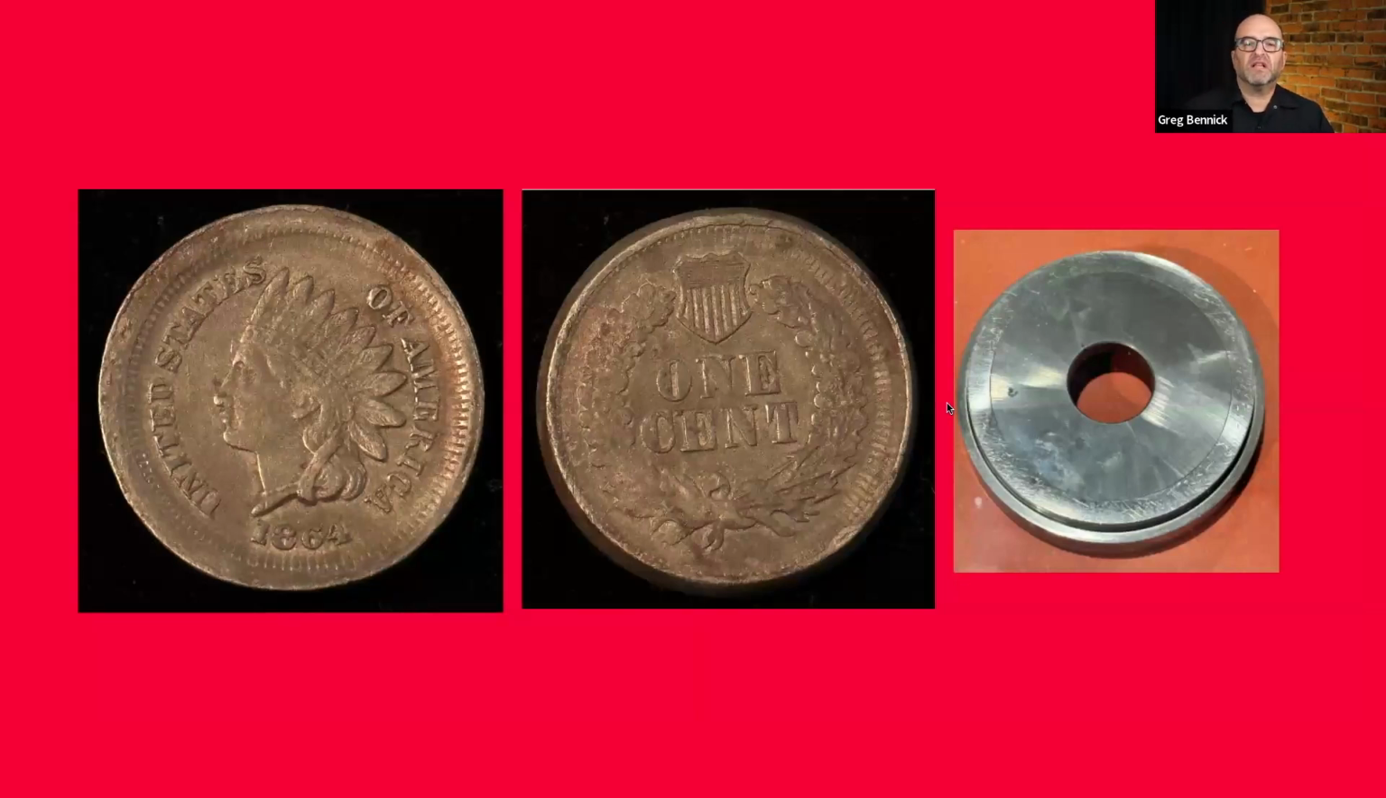Just in case anyone wasn't clear on the collar, this is an 1864 cent that was struck out of collar. So you can see here that it was struck in a way that the collar wasn't in place, and this coin splayed out like a pancake.